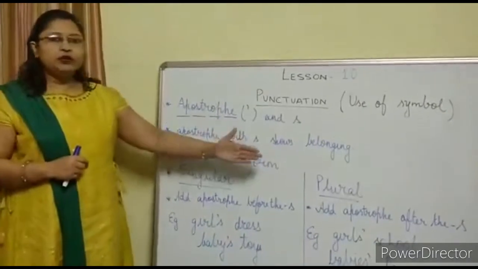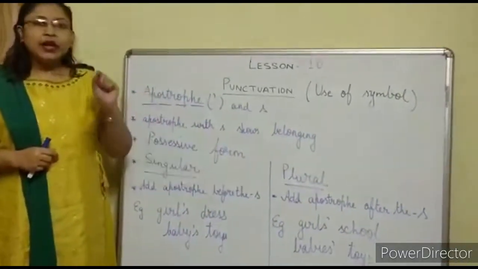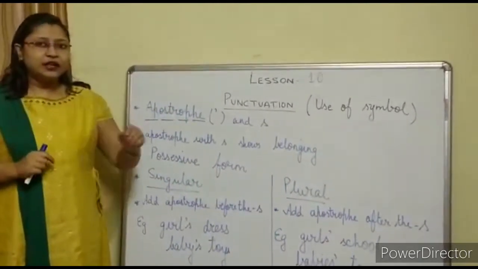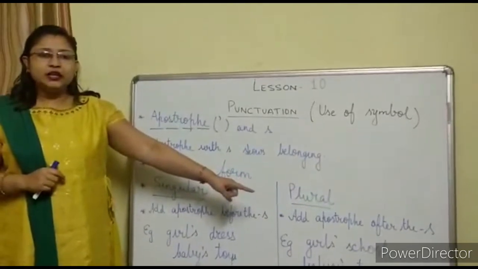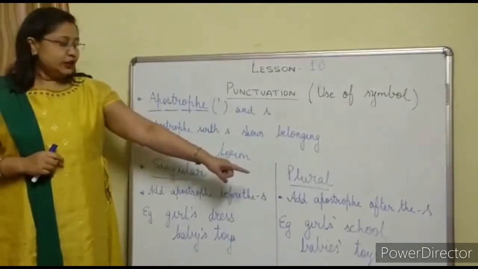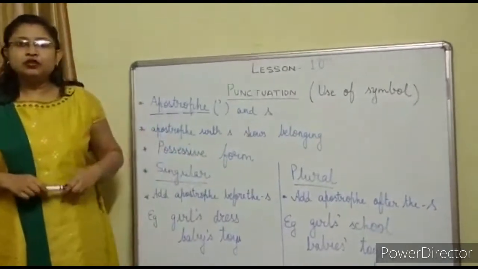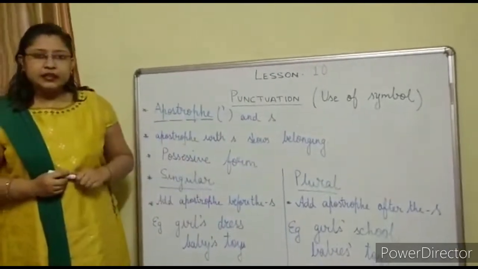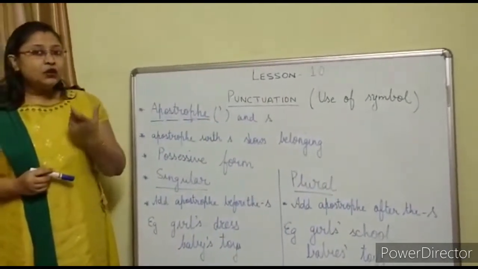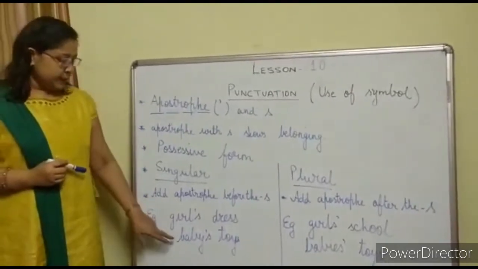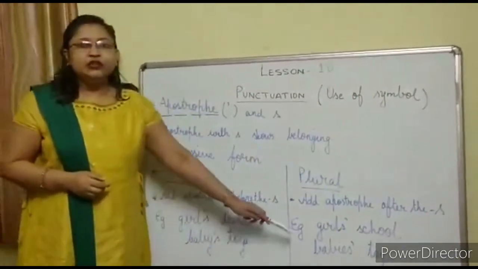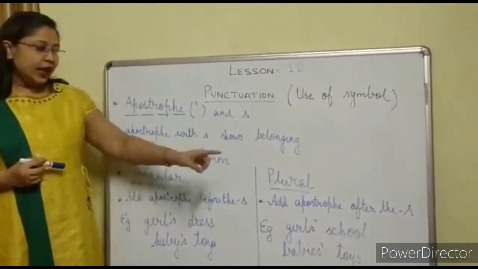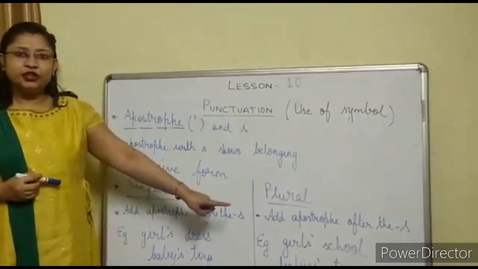Now let us proceed to the plural form. In plural, we add apostrophe after S. See the example. If I want to say the girls, it is in plural, the girls' school. So where have I put the apostrophe? I have placed it after S. Similarly, let us take the second example. How will you identify it is plural or singular? Here it is baby, so it is singular. And here it is written as a plural form, babies. So babies shows the plural form and the apostrophe is placed after S.